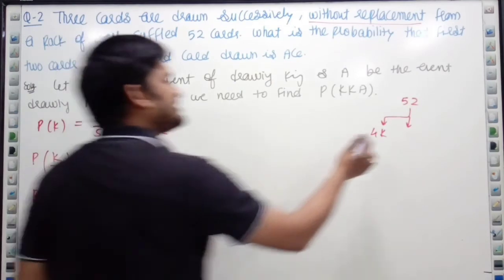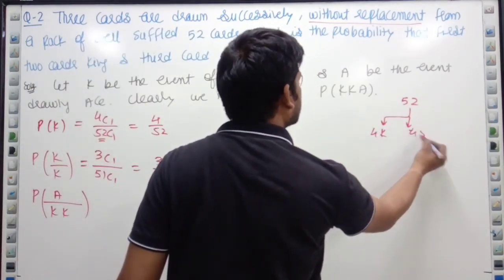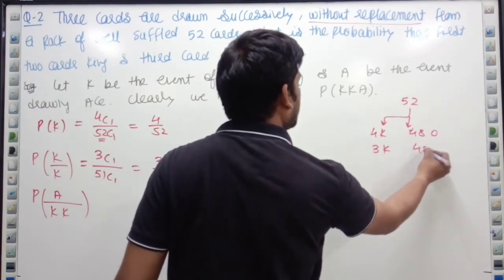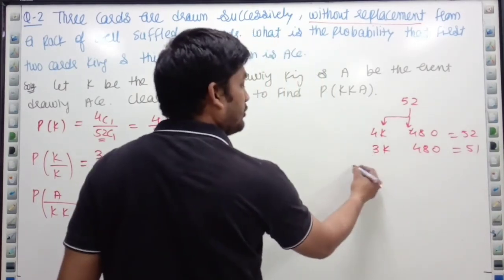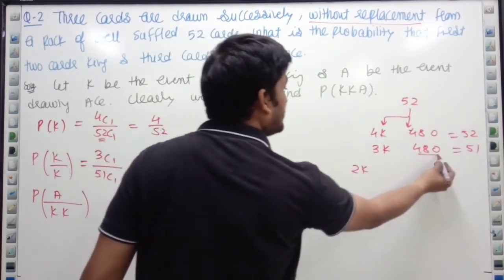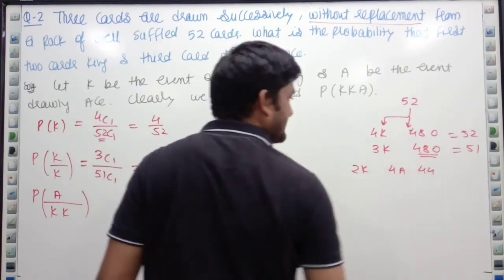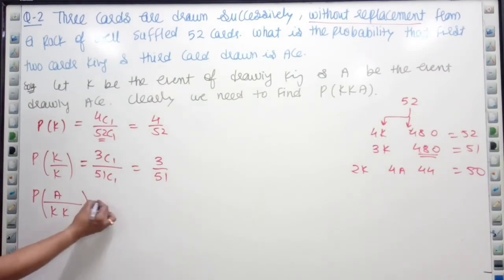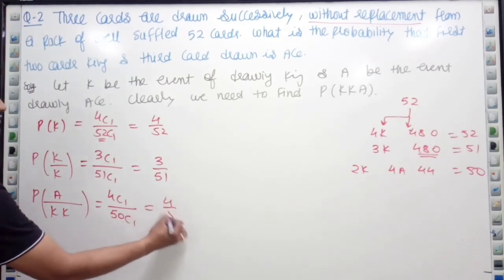Now third time you are getting an ace such that the first 2 cards are kings, already taken. See, first time you have 4 kings and 48 others. So we can say second time 3 kings and 48 others, 52 and 51. Third time 2 kings and 48 others, out of which 4 aces plus 44, means total 50 cards we will have. So we can say 4C1 upon 50C1, that is 4/50.